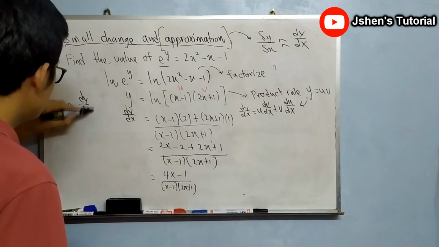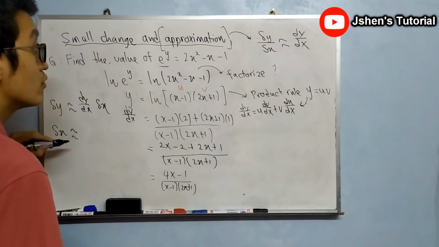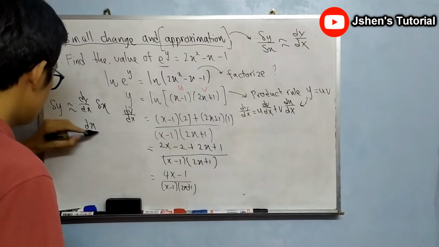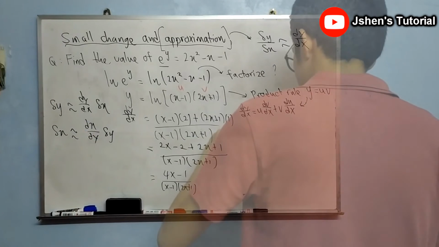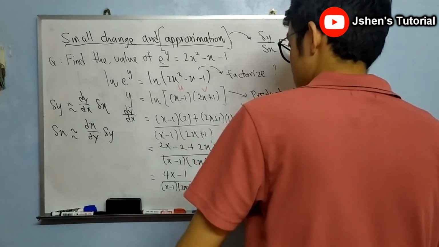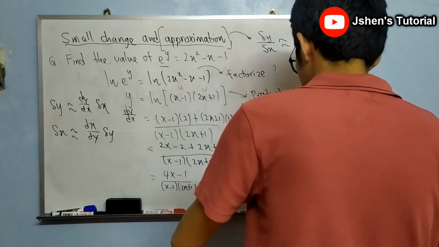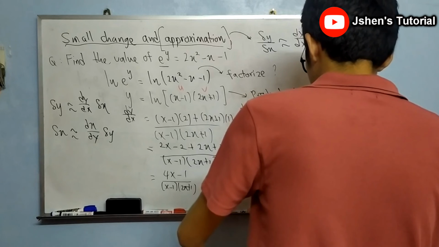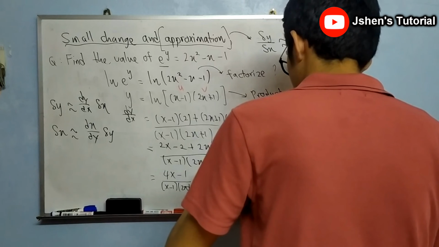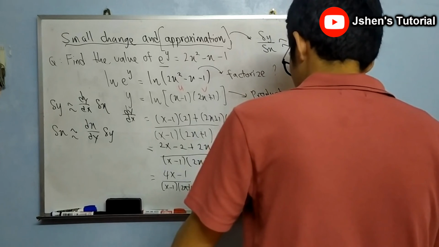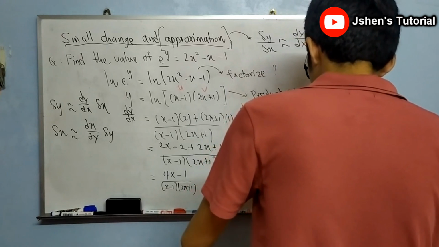So after getting the dy by dx value, we are going to move the delta value. Since we have obtained the dy by dx value, we can move either delta y or delta x, depending on the question. But for this example, we are going to move delta y and delta x. So this is our value.